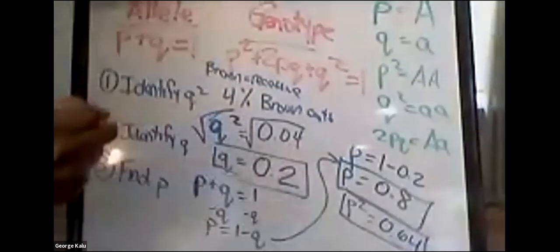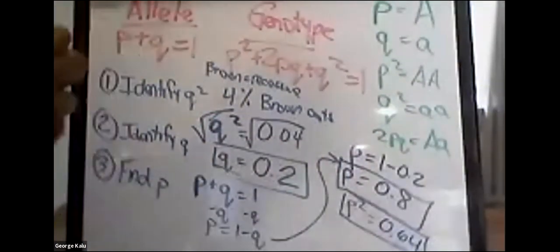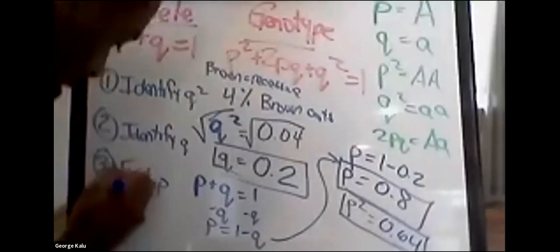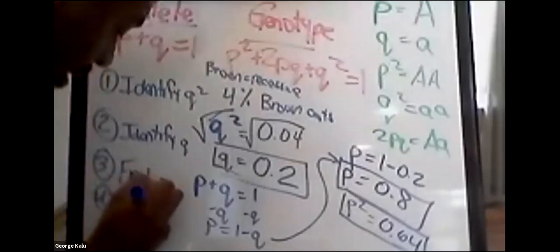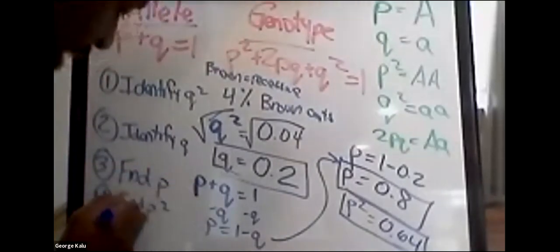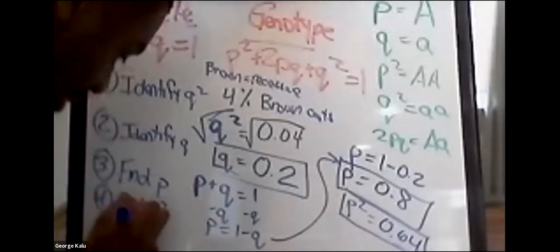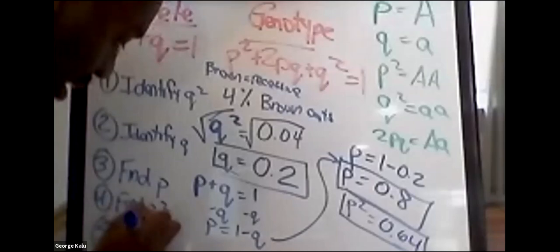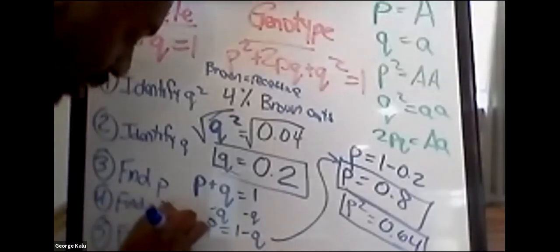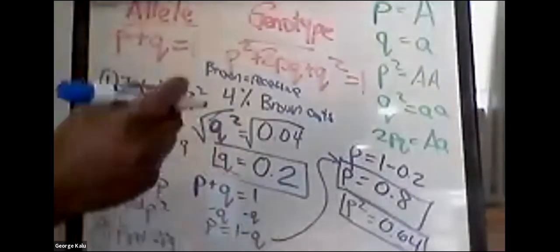And then the last thing for us to do, just let me write this over here. Find P squared. Okay. The last step is to find our 2PQ. Okay. And so for the 2PQ, that one is relatively straightforward.